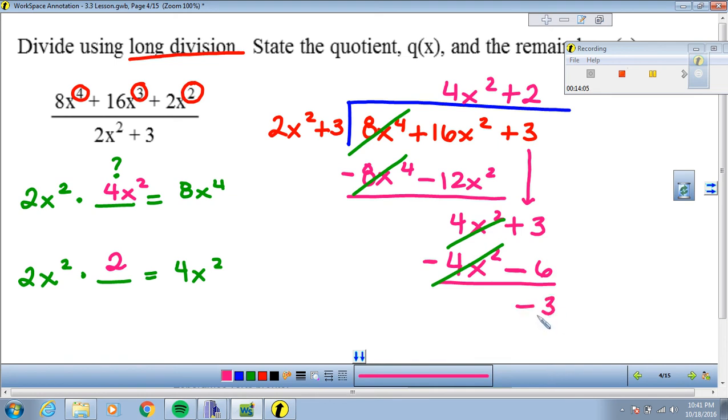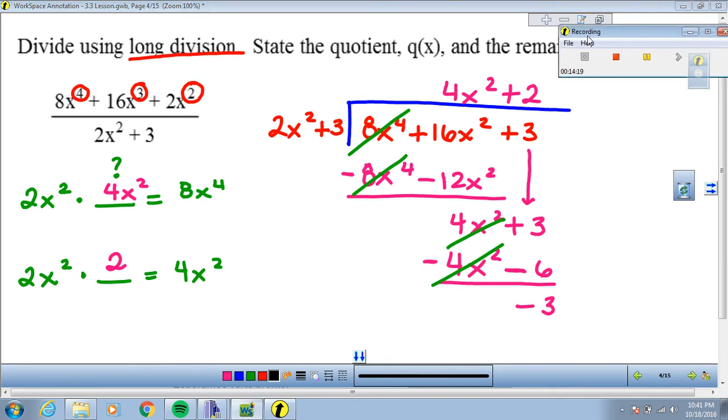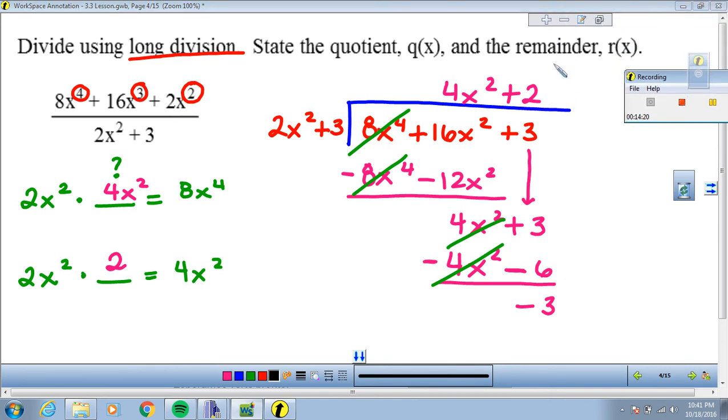Now, is there something else you can do? No, because there's nothing left to bring down. So that's it. We stop. We stop at the moment that there's nothing else to bring down. So here, you can see that my remainder is actually something else, right? Like it's not 0 like the other one.